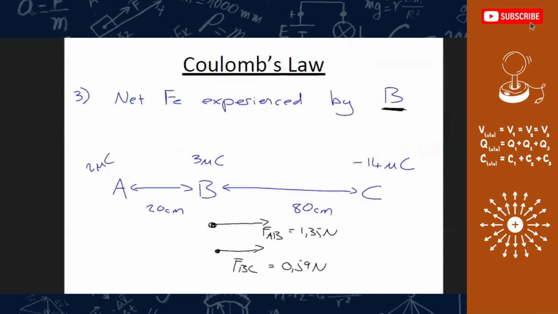But if they ask you to report it in centimeters or micrometers, be able to do that. Right. Here we have 3 charges. We have sphere A, object B, and object C. Object A has a charge of 2 microcoulombs. Object B has a charge of 3 microcoulombs, and object C has a charge of minus 14 microcoulombs. The distance between A and B is 20 centimeters, and the distance between B and C is 80 centimeters. We are asked to calculate the net force that B is going to experience because of object A and because of object C.